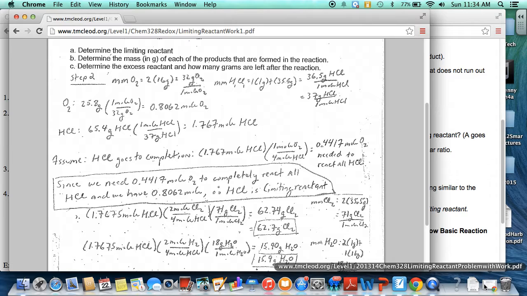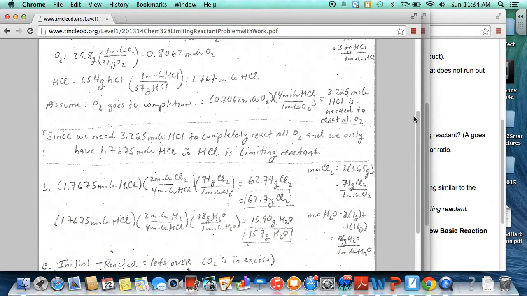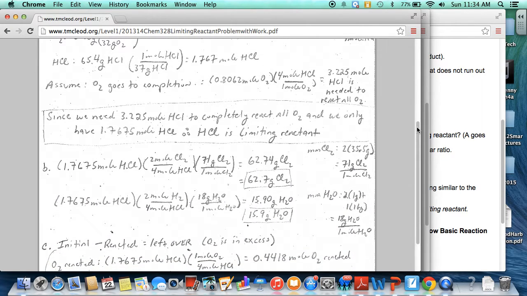You can see from both ways of doing the same problem, we get the same limiting reactant: HCl is limiting. I want to show you both assumptions so you can see that it works either way. From this point on, whenever we do stoichiometry, we're going to use the HCl information.